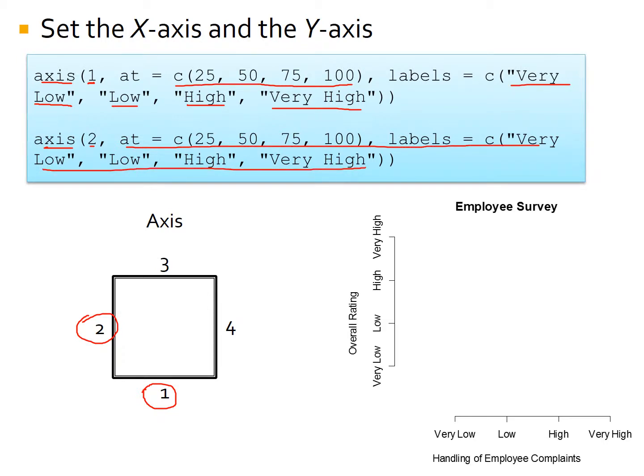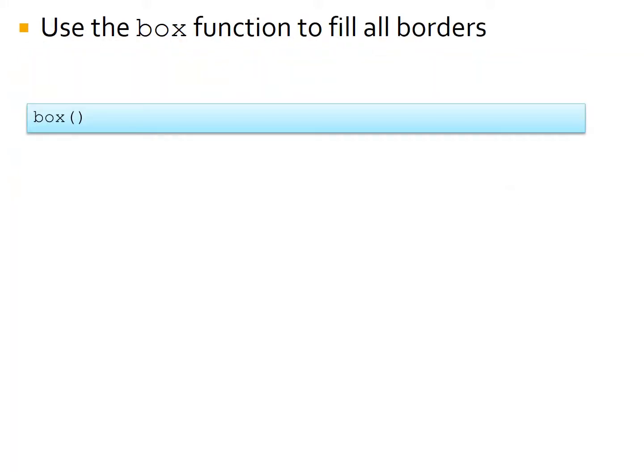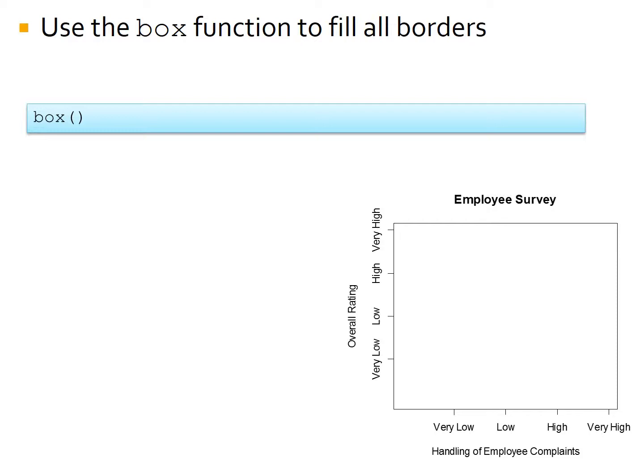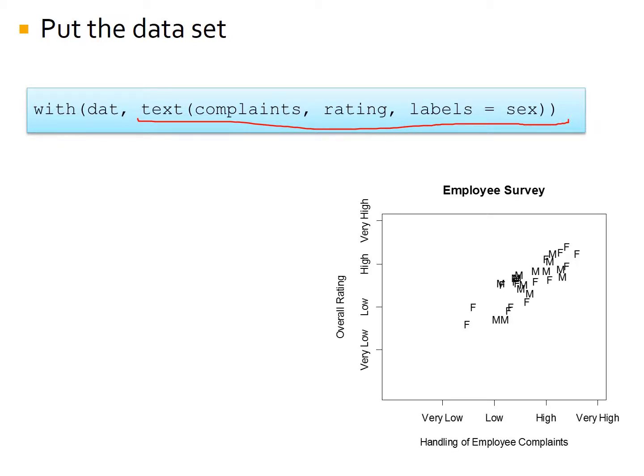So I got this. Okay, I have the axis, but it doesn't have the line go through the origin. So I want to have that. So I use the box function to fill all borders like this. And then the next step is to provide the data point. So I use the text again to put the data point as the text of male and female like this.